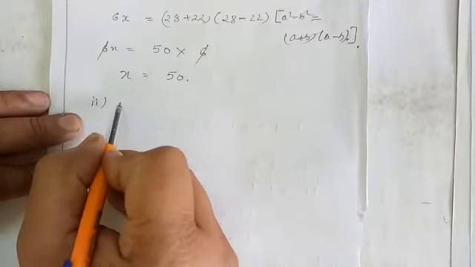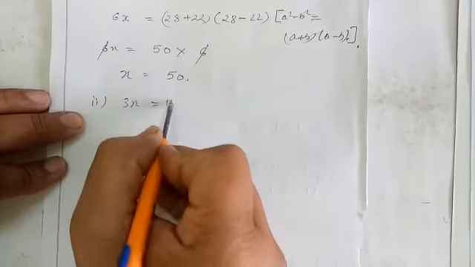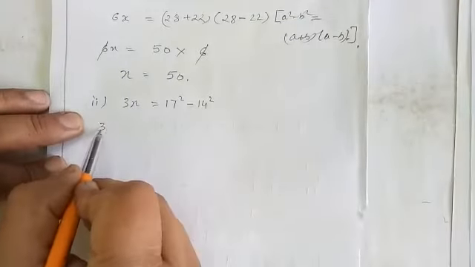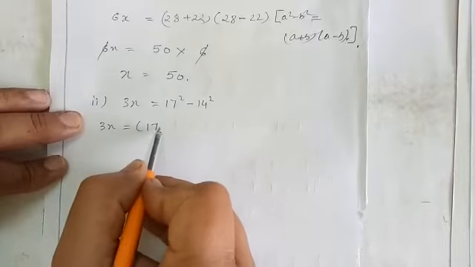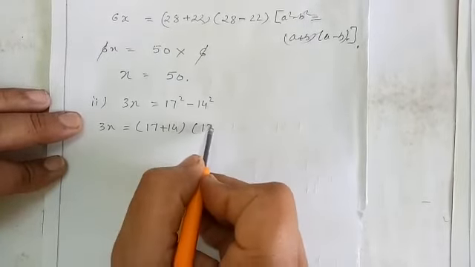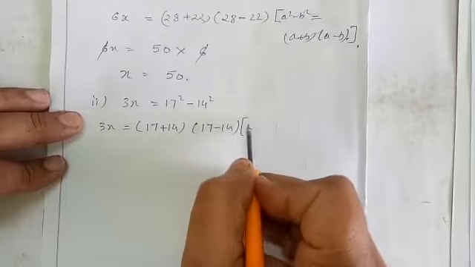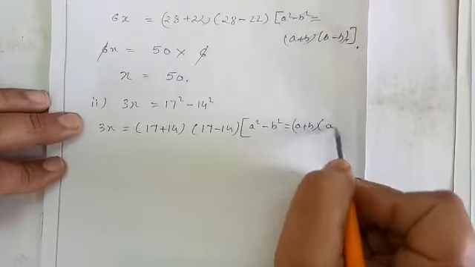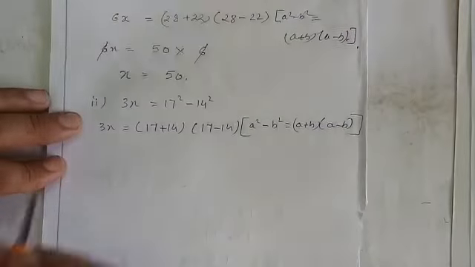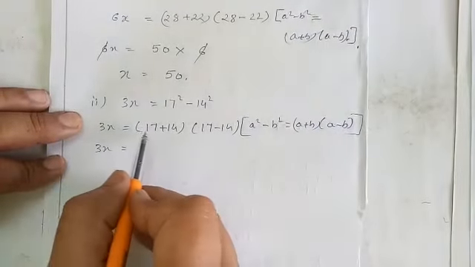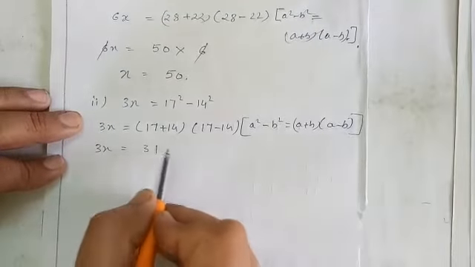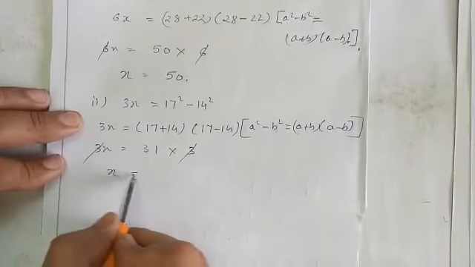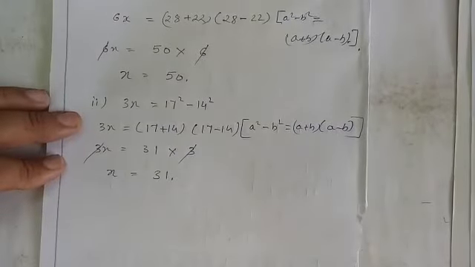Now question number 2. 3x equals 17 square minus 14 square. It is also same. 3x equal, it is in the form of a plus b, a minus b. We know the identity, a square minus b square, a plus b, a minus b. So 3x equal, if you add, it will be 31. If you subtract, it will be 3. Cancel it. Then x equal 31.